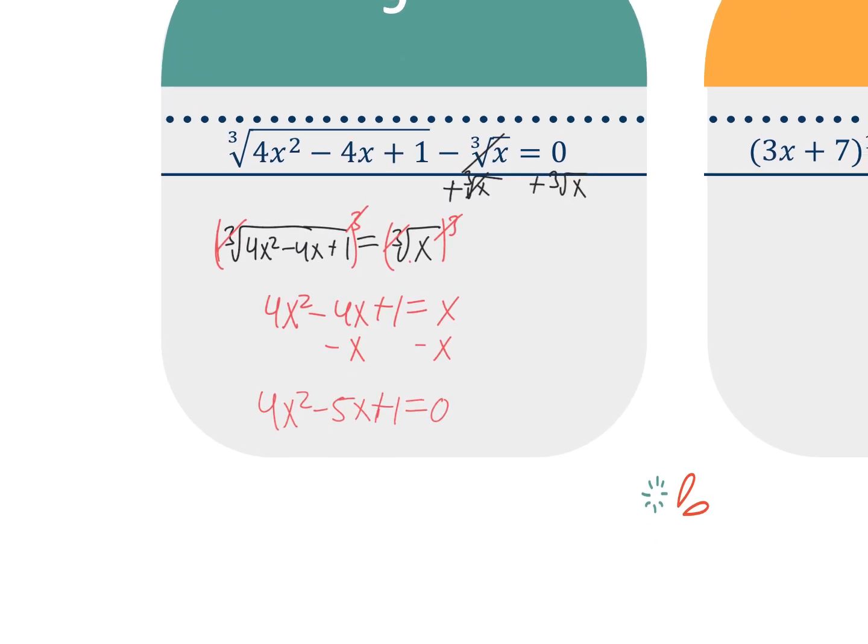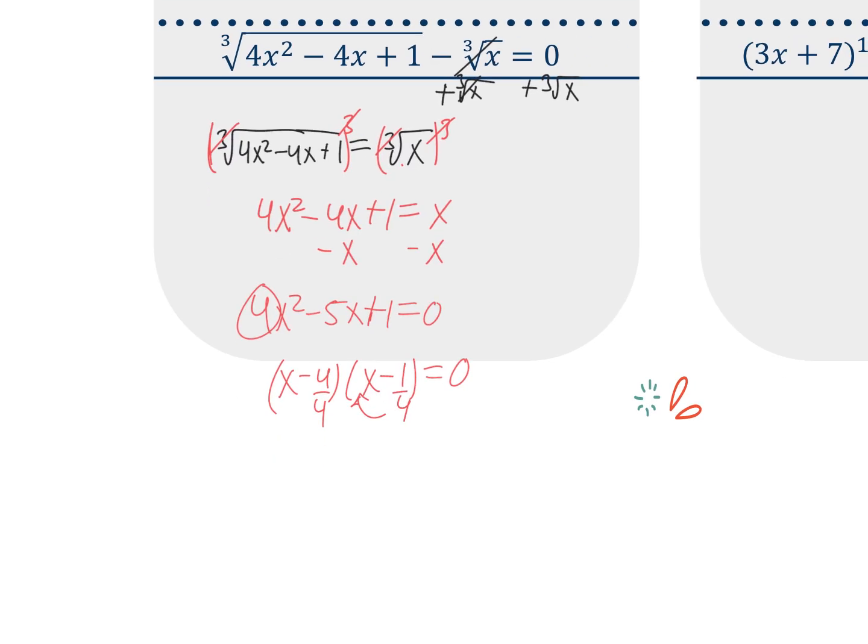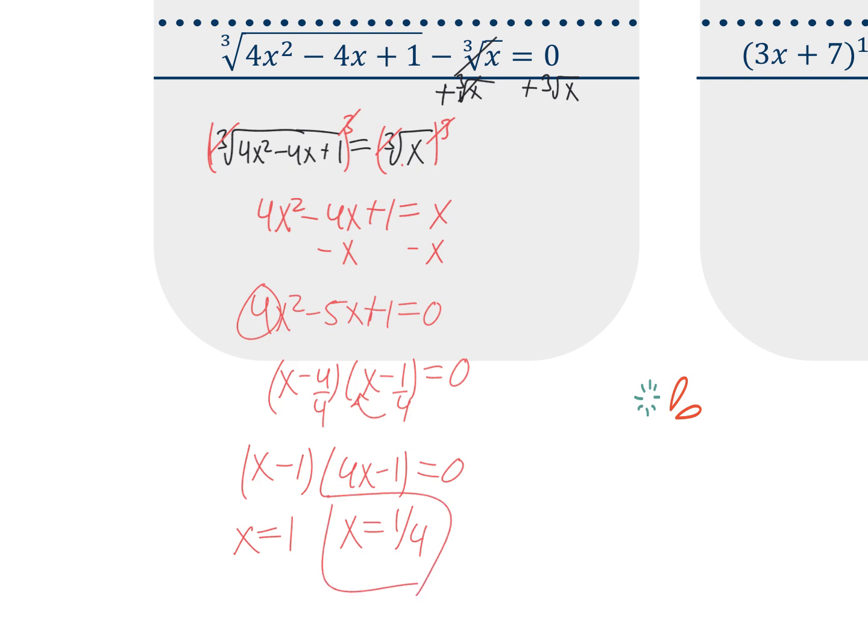All right, and then you can just factor like normal, right? Factors of 4 that add to -5 are -4 and -1. So I get x minus 4, x minus 1. There's a number in front, so let's divide and then just slide whatever goes over. So then I get an x minus 1 and then a 4x minus 1 equals 0. And so I get x equals 1 and x equals 1/4. All right? And these are both valid solutions.